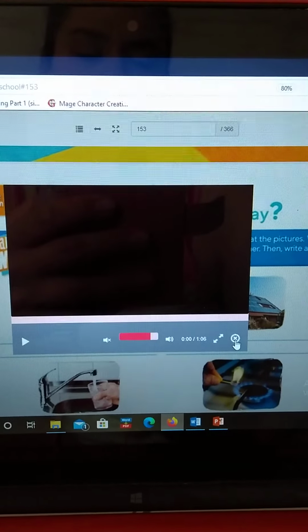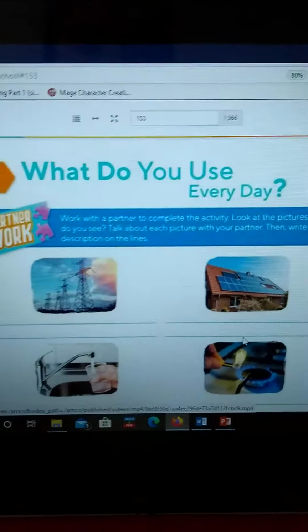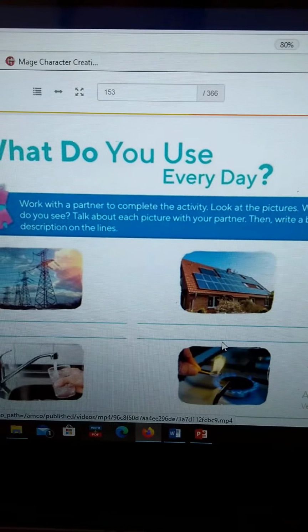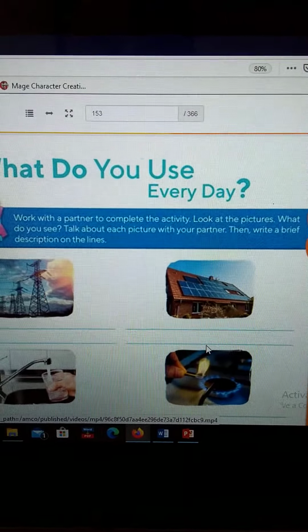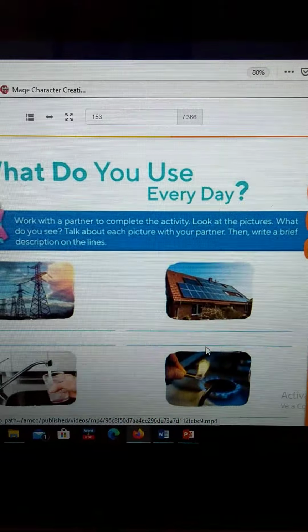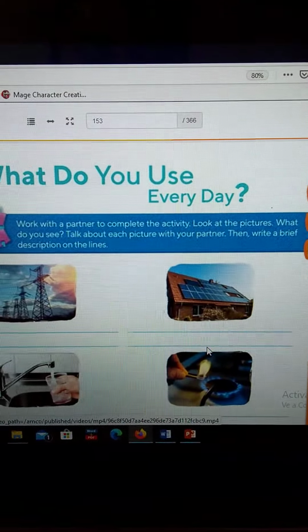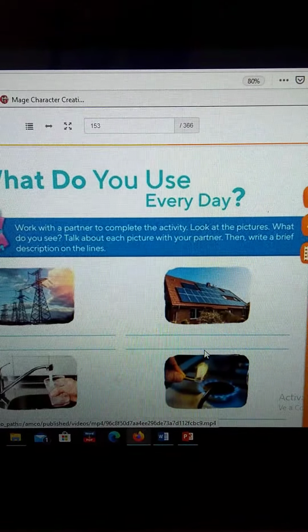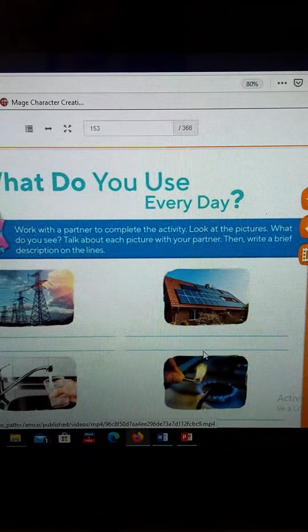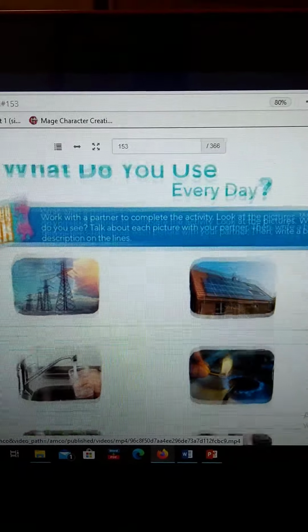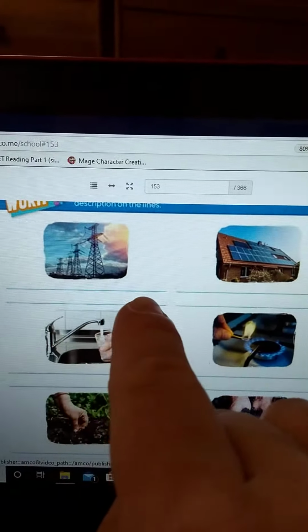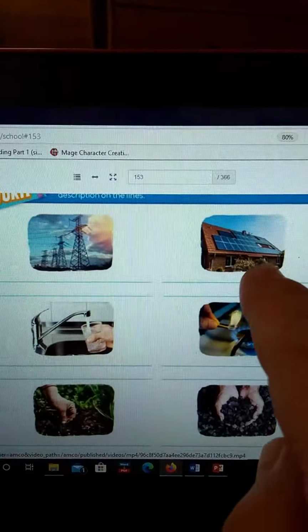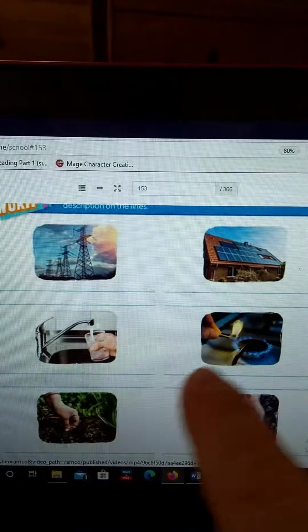How do you use it? Okay, so you are going to work alone, remember, sorry. Look at the pictures. What do you see? Talk about each picture with your partner, then write a brief description of the lines, okay? So, describe the picture. What do you see? One sentence description, okay? One sentence description.